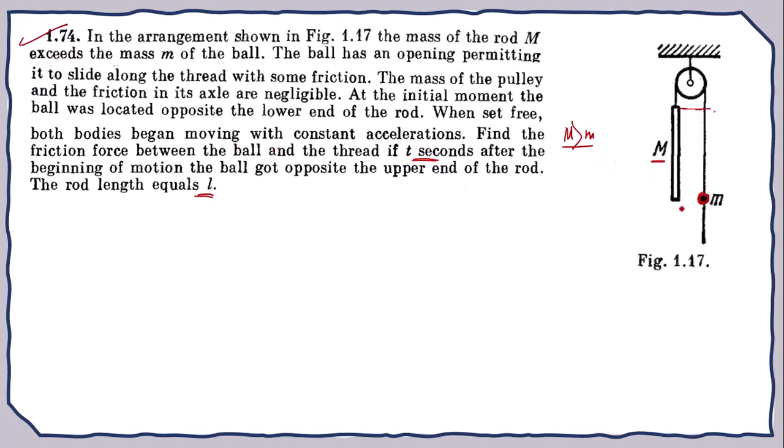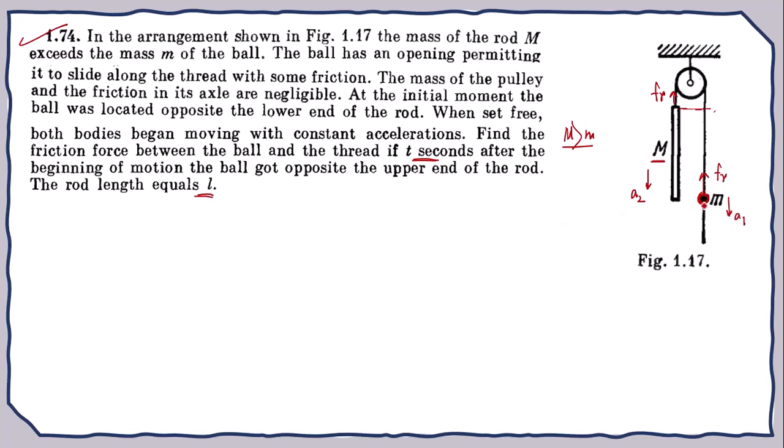In this situation, the ball is not tied with the string. That means it is not affected by any kind of tension. The only thing acting on the ball is friction, upward. Similarly, on the rod there is also a friction force acting. There is no tension force. Because of this, both capital M and small m move downward with different accelerations. Let us say the rod moves with an acceleration A2 downward and the ball moves with an acceleration A1 downward.